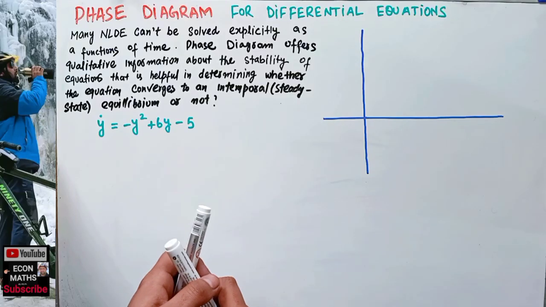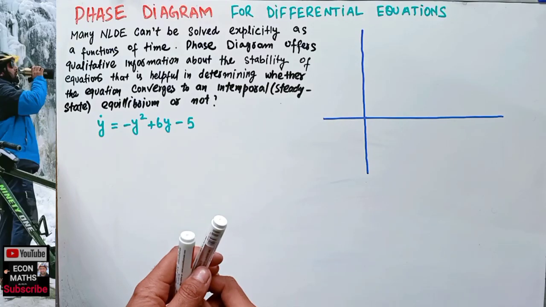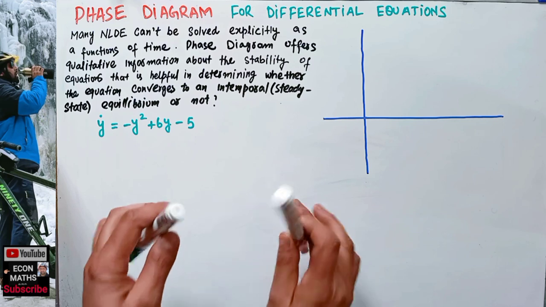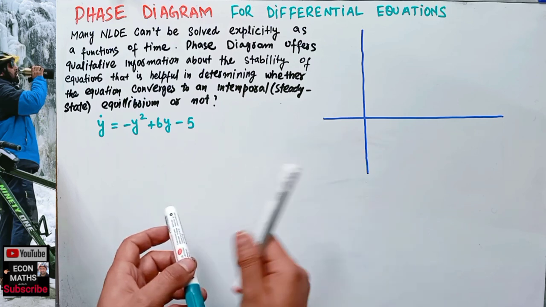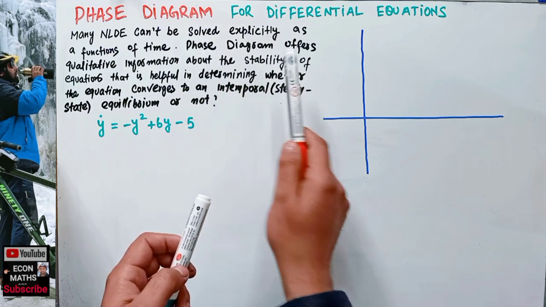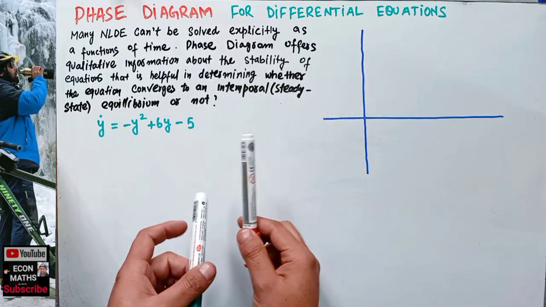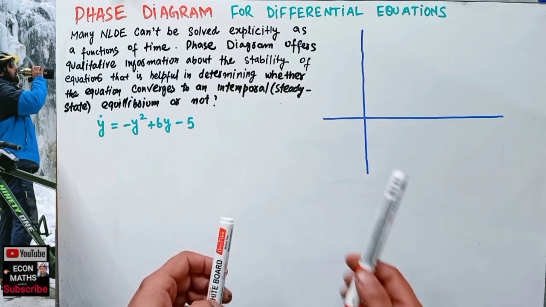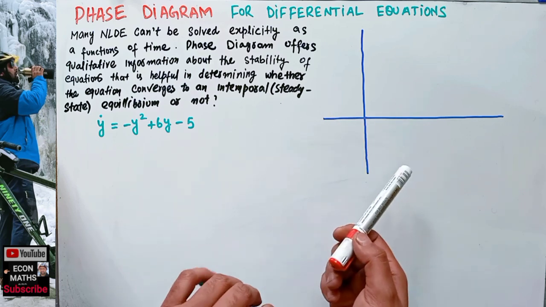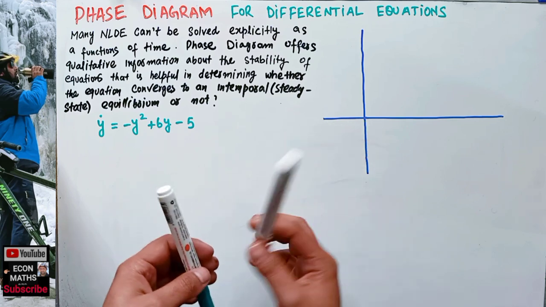In this video, we will learn about the phase diagram for differential equations. Many non-linear differential equations cannot be solved explicitly as a function of time. A phase diagram offers qualitative information about the stability of the equations, which is helpful in determining whether the equation converges to an intertemporal, or what we call the steady state, equilibrium or not.